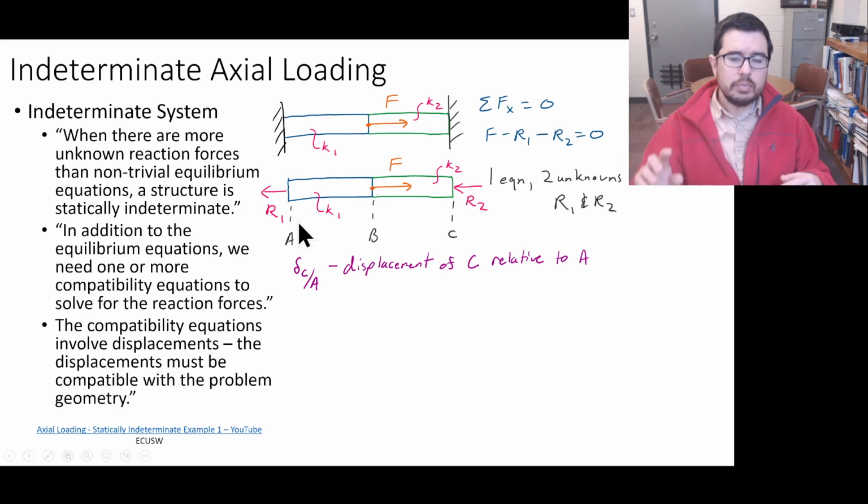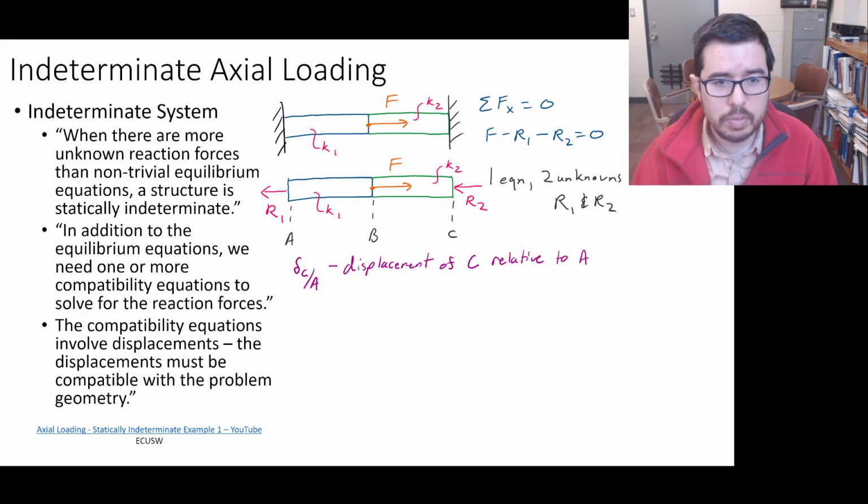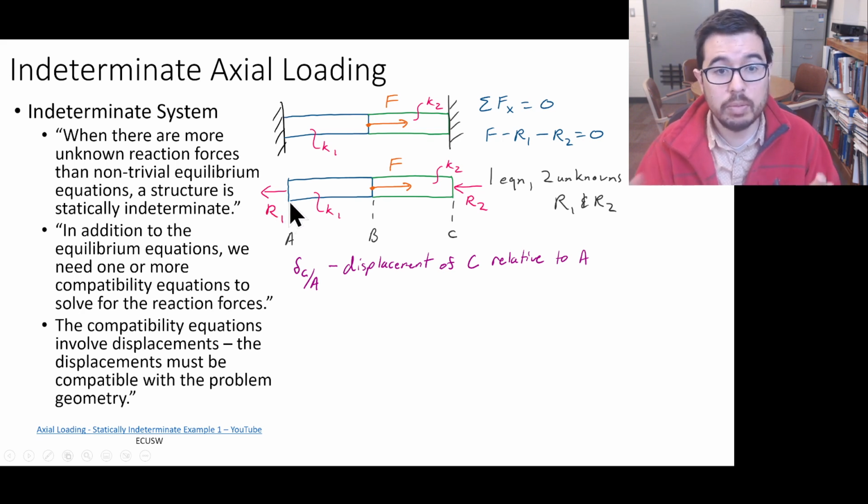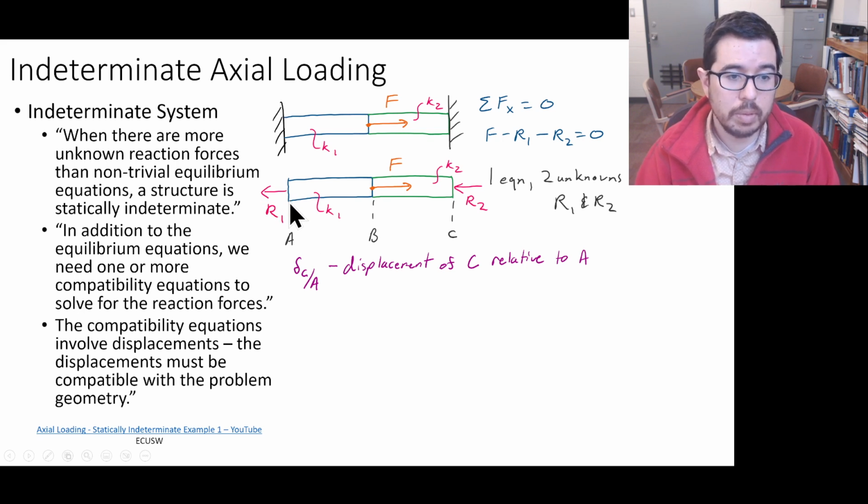So this is a relative distance, right? You're going to get similar results if you think about A moving relative to C, but we're saying displacement of C relative to A. Now, we can also describe the displacement of C moving relative to B, and we can also describe the displacement of B moving relative to A, all right?